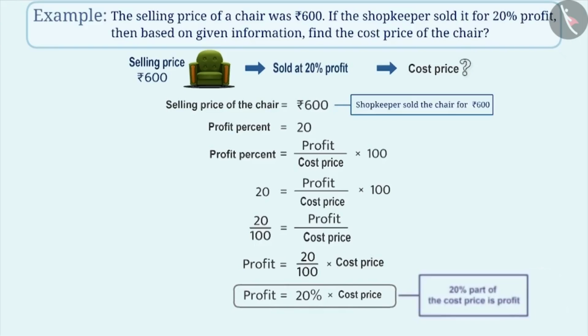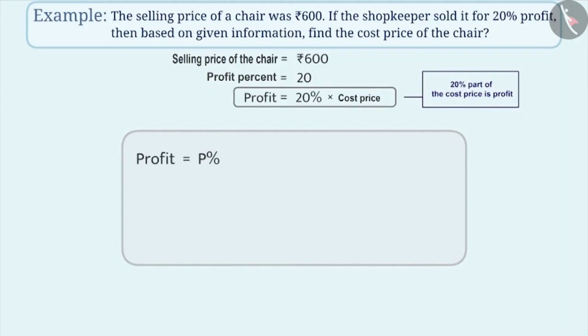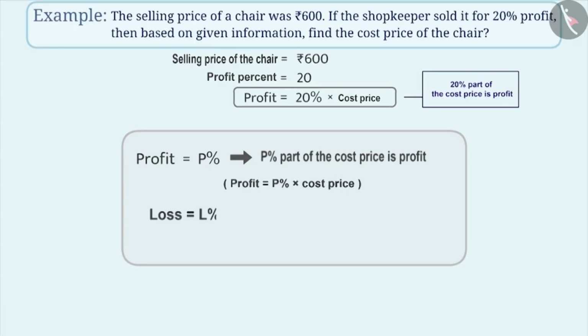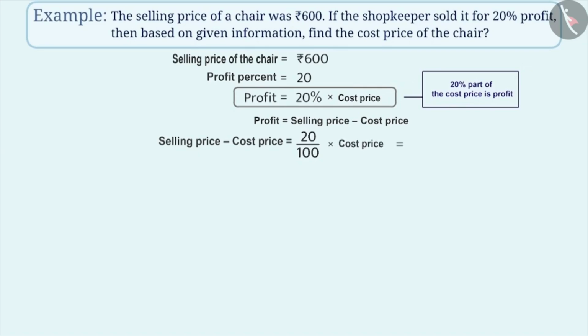Absolutely correct. 20% of the cost price is profit. Let us suppose you have been given P percentage profit. Then it means P% part of the cost price is profit. Similarly, if you have been given L percentage loss, then it means L% part of the cost price is loss. You already know that profit is equal to selling price minus cost price. So, we can say that selling price minus cost price is equal to 20 by 100 into cost price, which is equal to 1 by 5 into cost price.